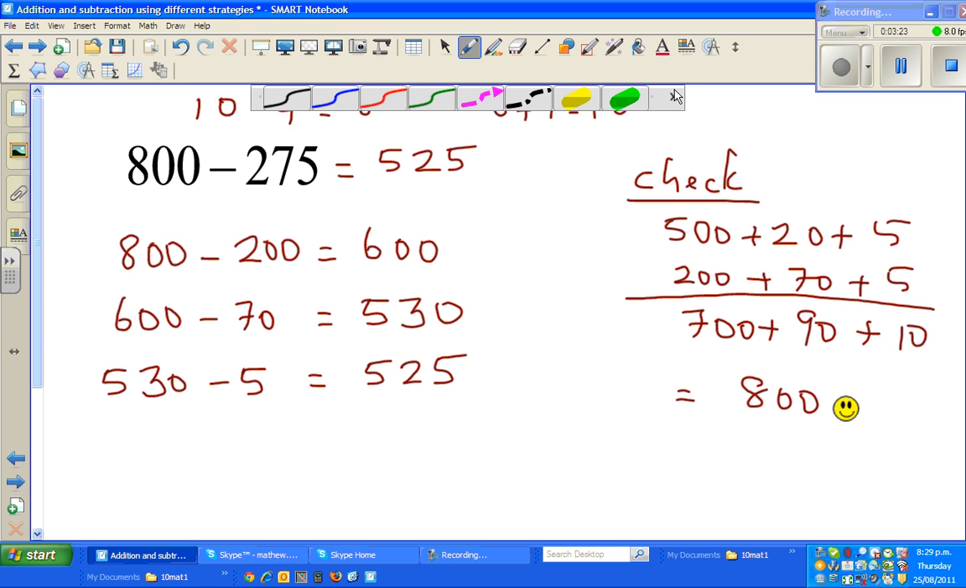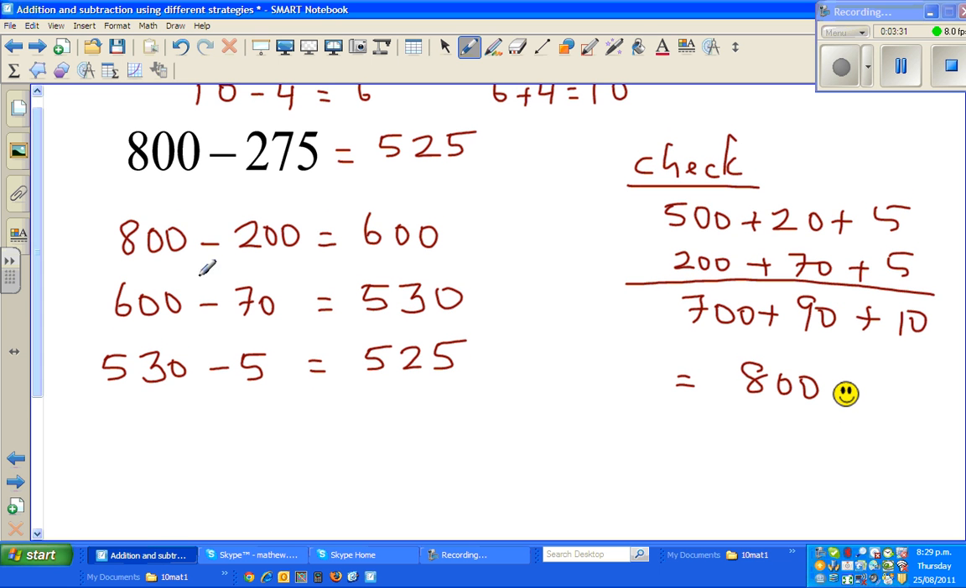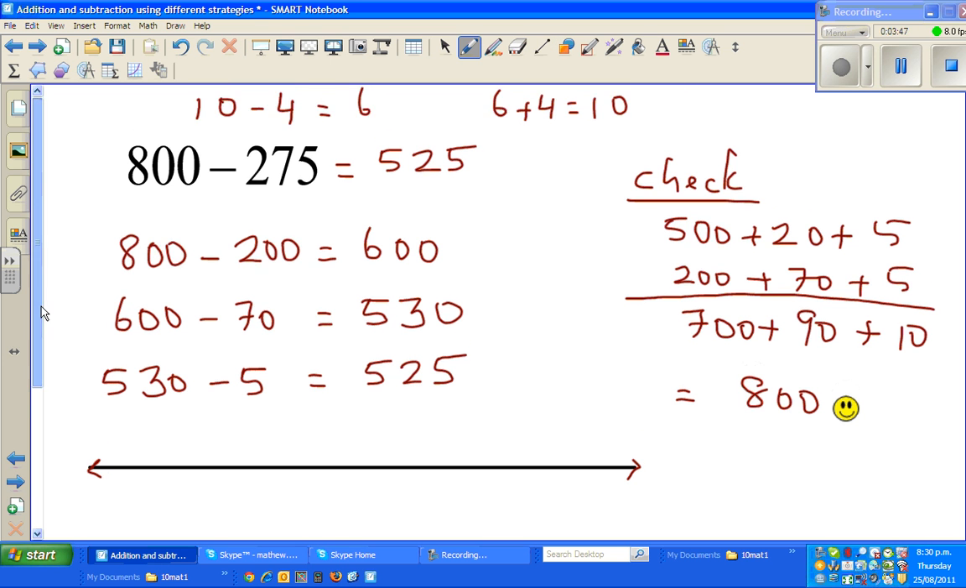Now, how can we check this in a different way? This is the first strategy. I believe the number line is a very good strategy. I'll show what that means. I'll draw a number line. So this is my number line. This strategy is called subtracting by adding, because addition is much simpler.